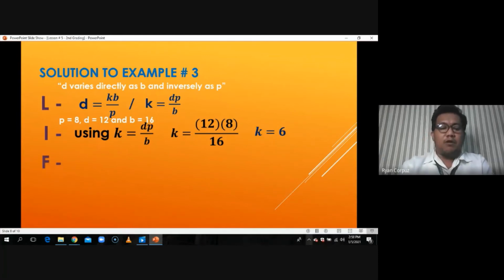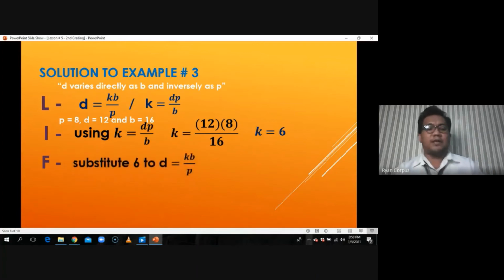So we are now going to form the equation of variation by substituting 6, that value of K, into the first form equation D is equal to KB over P. Then from there, we come up with D is equal to 6B over P. Ito yung K natin. So since we already know the value of K, dun pa lang natin malalaman yung tinatawag natin na equation of variation of the problem.